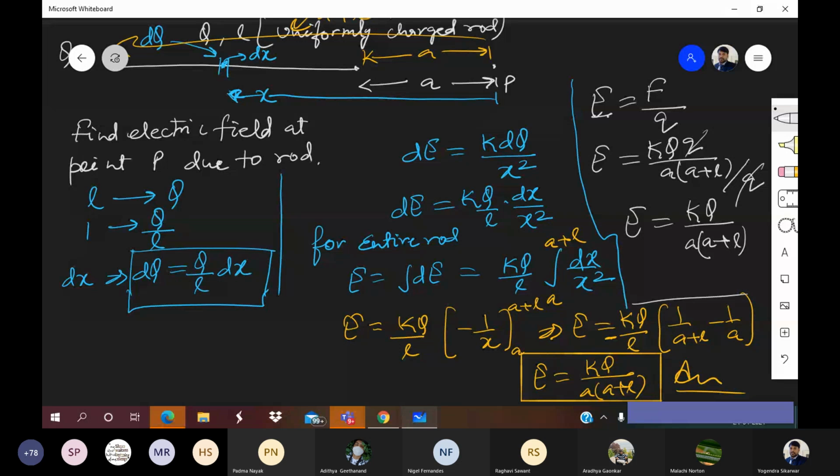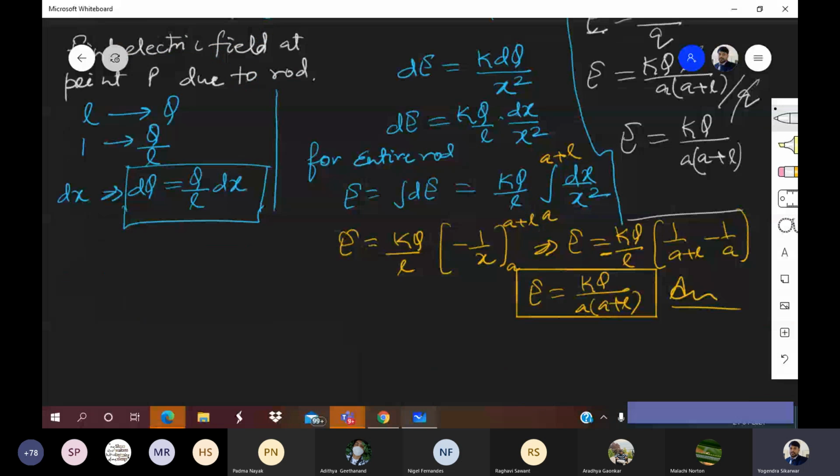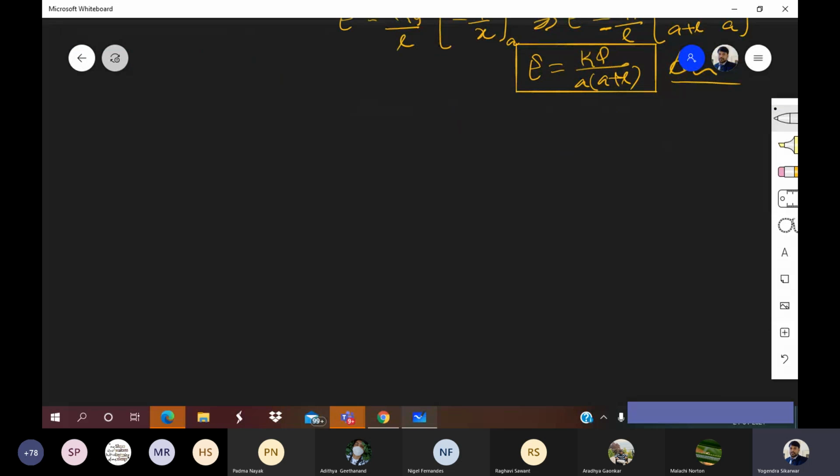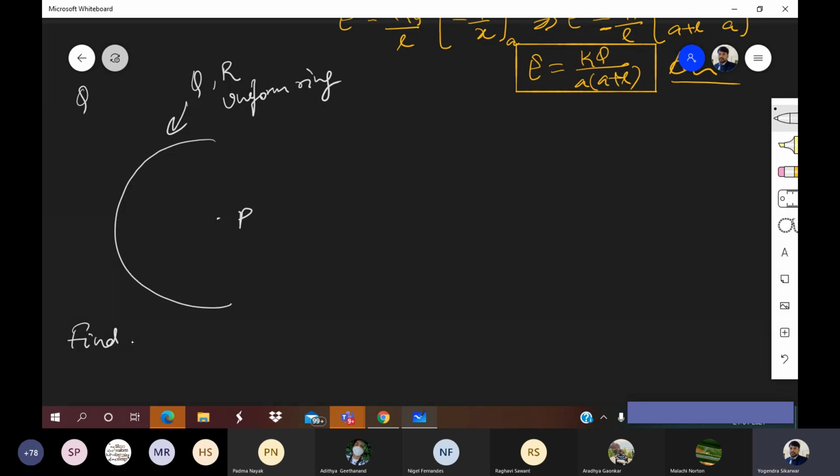Good. Now you need to quickly tell me the answer for this. This also we have done. So this is point P. This is capital Q. R is the radius. Uniform ring. And the question is the same. Find the electric field at point P, which is at the center. Please find.